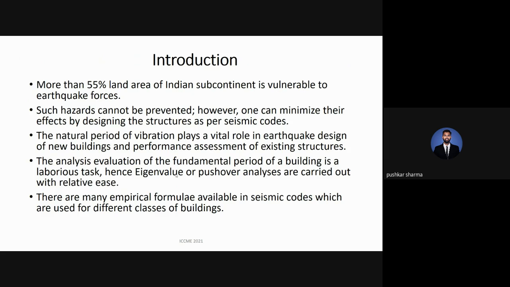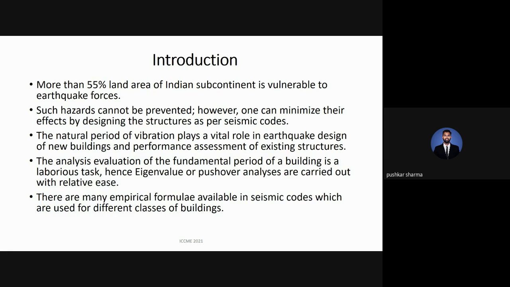As we all know, 55% of the land area of the Indian subcontinent is vulnerable to earthquake forces. This means that in past years many earthquakes have occurred in India, which has shown the necessity of earthquake engineering in India. Such hazards cannot be prevented, however, one can minimize their effect by designing the structure as per seismic codes. And we all know that the natural period of vibration plays a very important role in earthquake engineering, because it plays a vital role in earthquake design of new structures as well as for existing structures. So the evaluation of the fundamental period of a building is a laborious task.